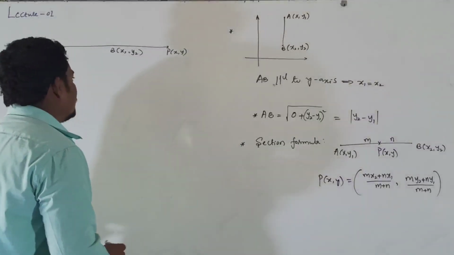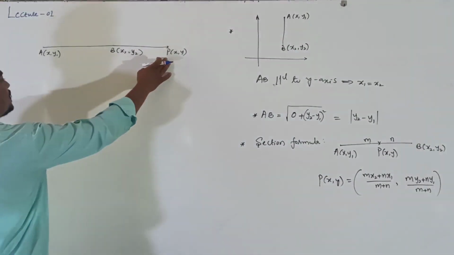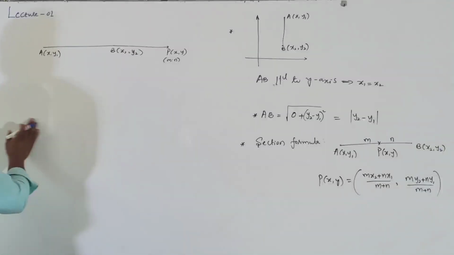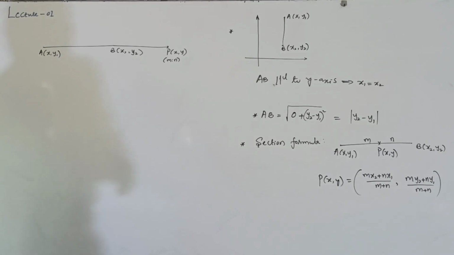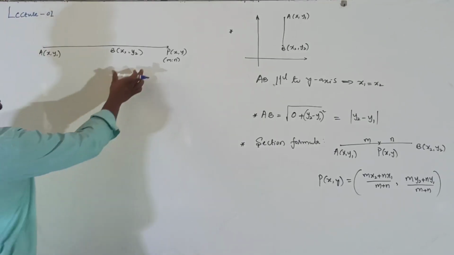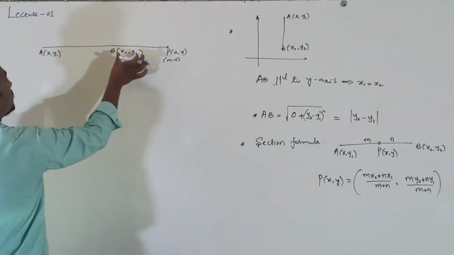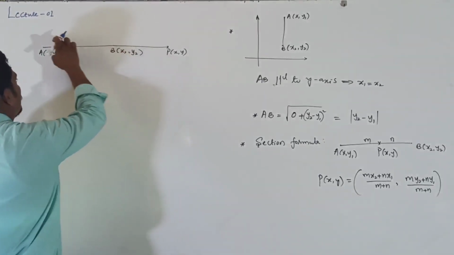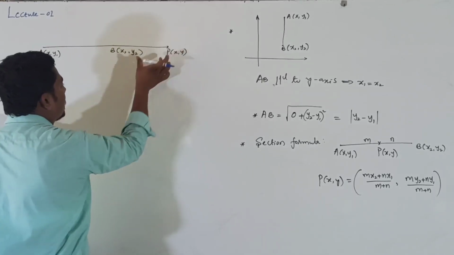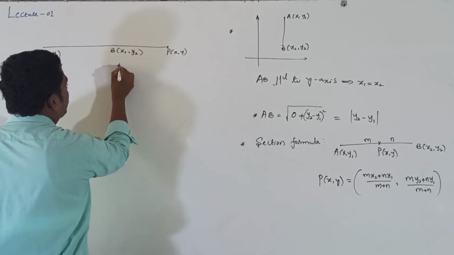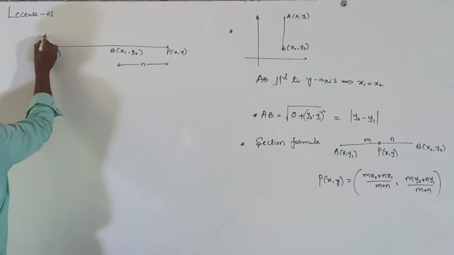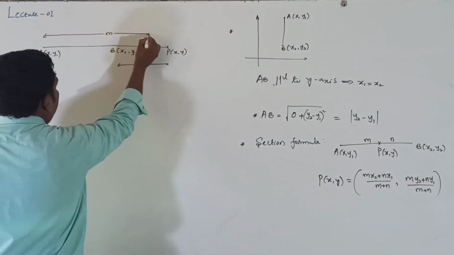Then what are the coordinates? Again this point divides in the ratio m is to n externally, right? AP distance is m and this distance is n. AP is to BP is equal to m by n. Total, this is m and this is n. This is n and this is m, right?